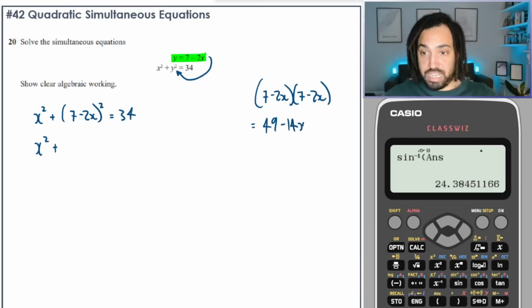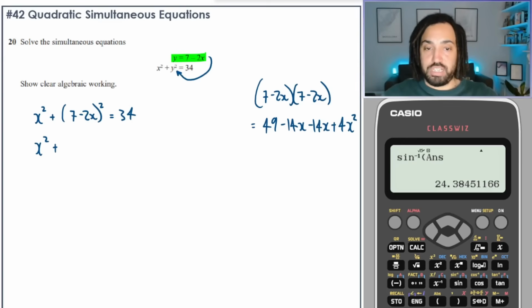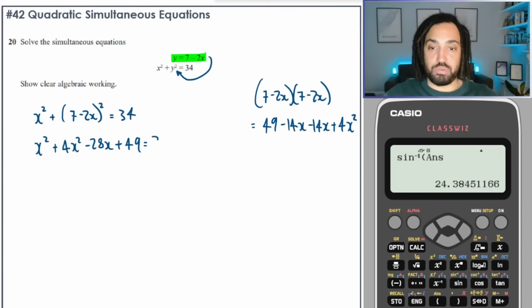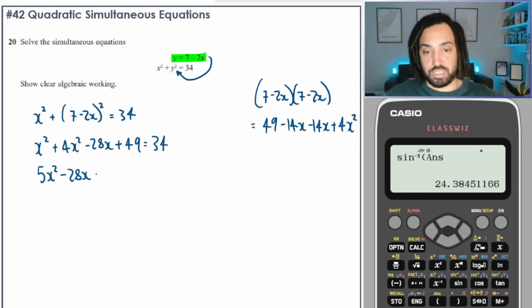Minus 14x, minus another 14x, plus 4x squared. So that's the same as 4x squared. We've got minus 28x and plus 49 equals 34. We can collect the x squareds and we can minus 34 from both sides to get plus 15.